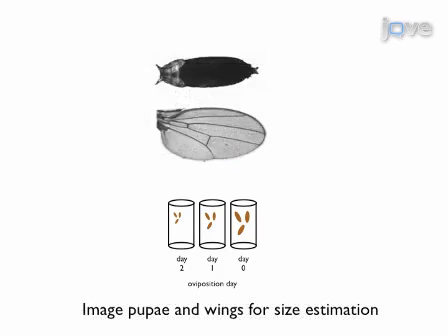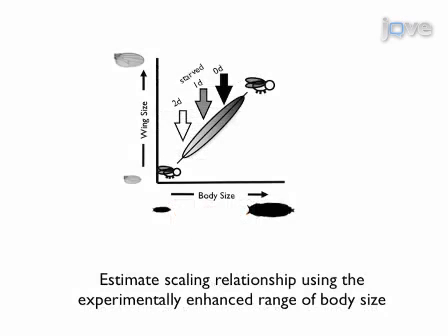Next, pupal and adult wing images are taken of all individuals to allow for the estimation of the morphological scaling relationship between body and wing size. Ultimately, results are obtained that show how wing size scales with the full range of possible body size by fitting a type 2 linear regression to the data.